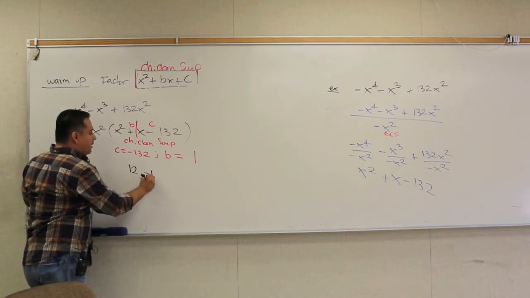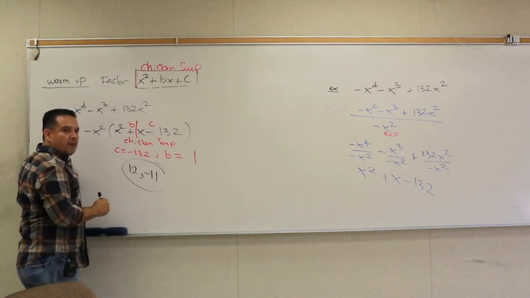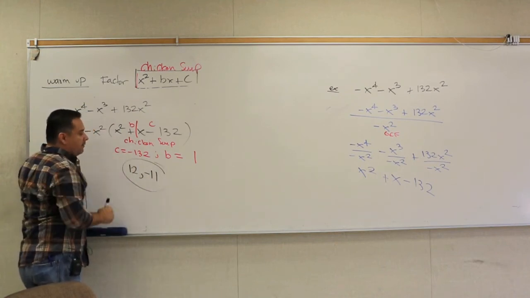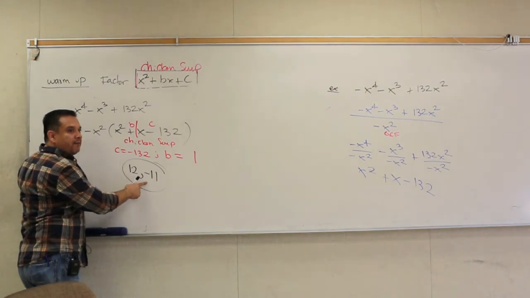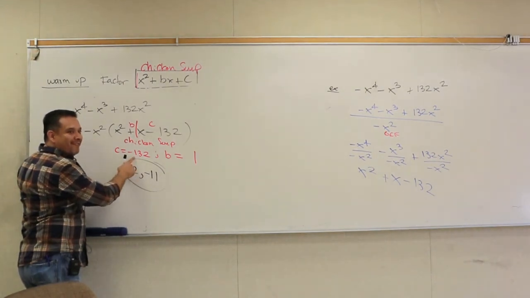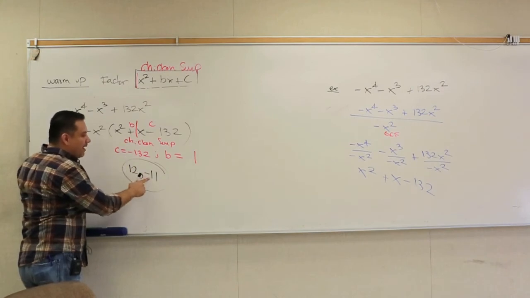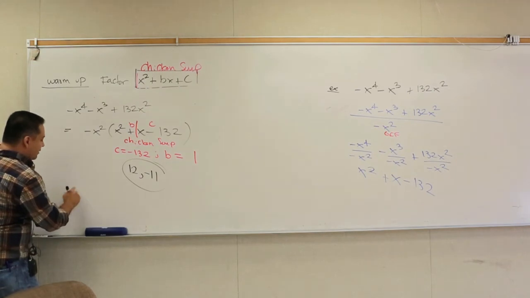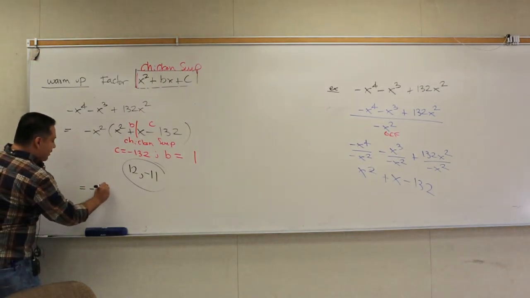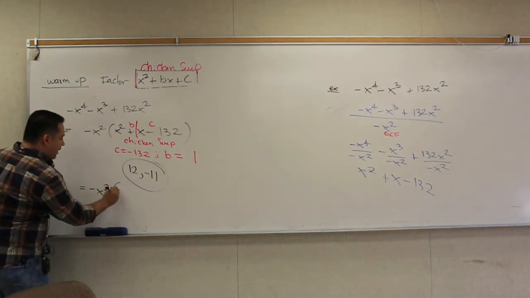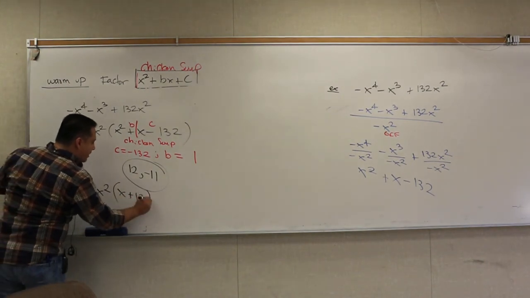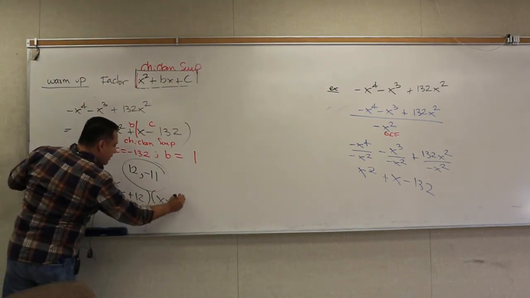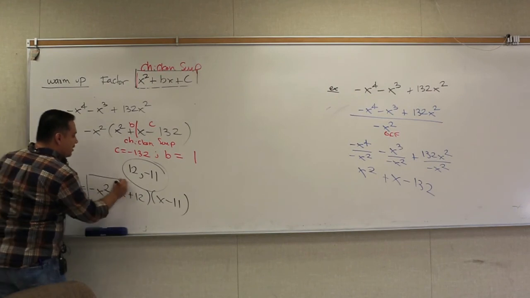12 and negative 11. Is that true? Positive times negative is negative. Do you guys know what 12 times 11 is? It's 132. What is 12 plus negative 11? 1. Here we go, ladies and gentlemen. You're going to earn your turkey this year. X plus 12 times what? X minus 11, ladies and gentlemen. Here you go.